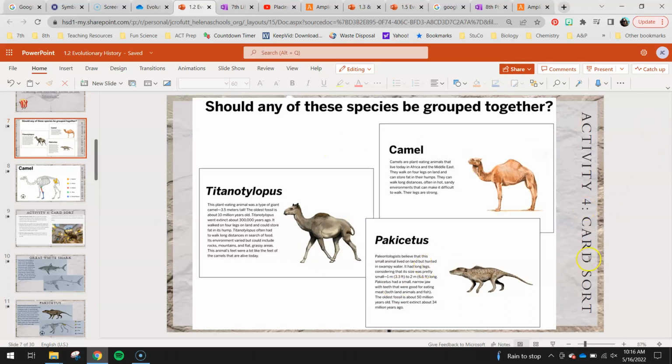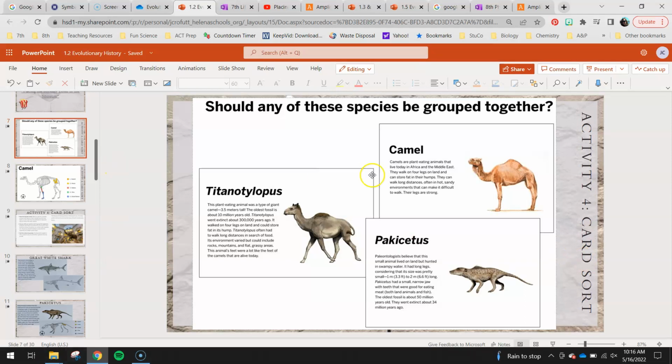And then finally the Pachycetus. Paleontologists believe that this small animal lived on land but hunted in swampy waters. So there's a big difference there. It had long legs considering that its size was pretty small. It was only about 1 meter to 2 meters long. Pachycetus had a small, narrow jaw with teeth that were good for eating meat, both land animals and fish. The oldest fossil is about 50 million years old. They went extinct about 34 million years ago. So you can see how much older this is than a Titanotylopus and a camel.